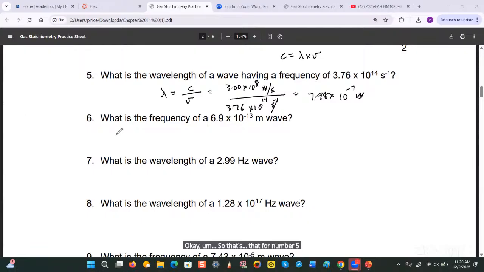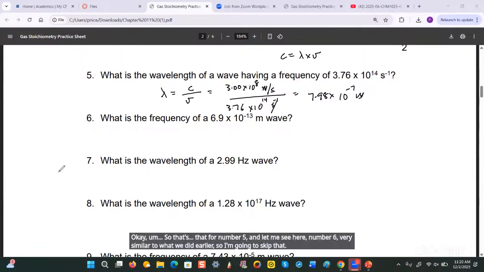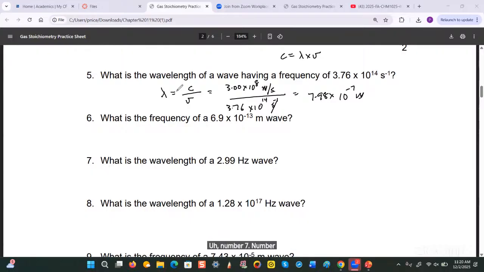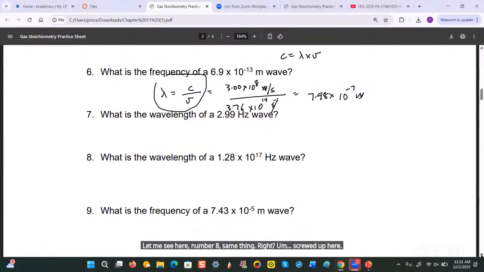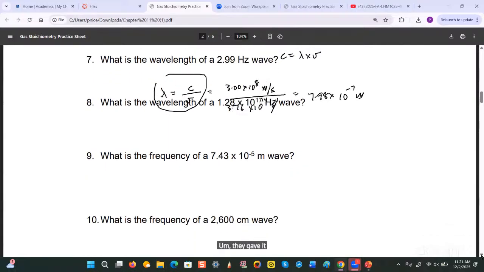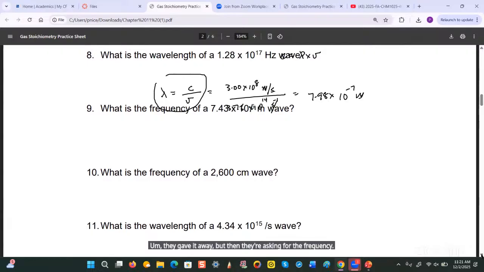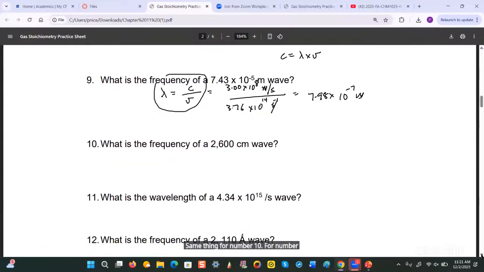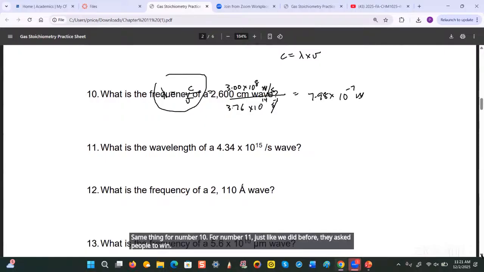Number 6, very similar to what we did earlier, so I'm going to skip that. Number 7 is very similar to number 5. Same setup here. The only difference is that the frequency is 2.99 hertz. Number 8, same thing. Number 9, same as before. They gave you the wavelength and they're asking for the frequency. Same thing for number 10. For number 11, just like we did before, they're asking for the wavelength. And number 12.